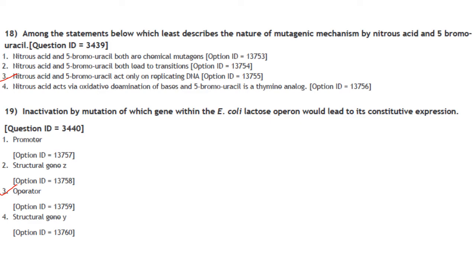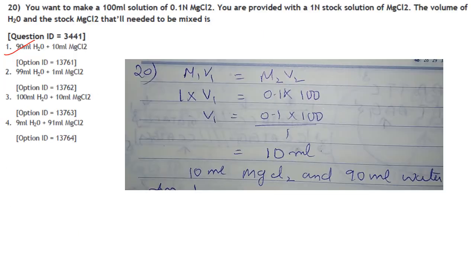Then next one. Inactivation or mutation of which gene within the E. coli lactose operon would lead to its constitutive expression? So if the operator is a constitutive mutant in case of lac mutants of E. coli. So the answer here is operator. Answer is option 3.